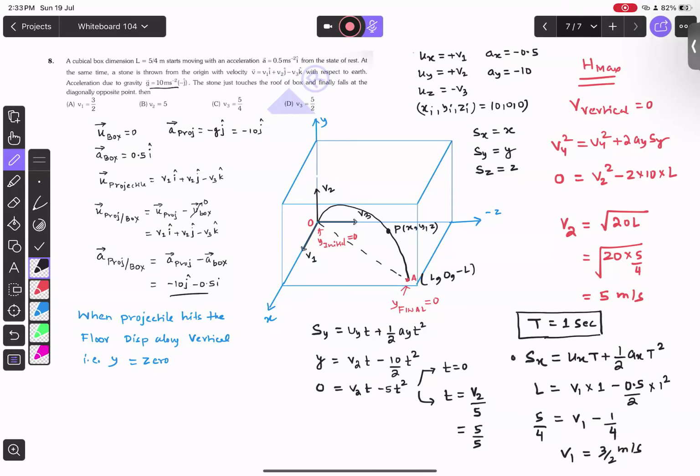Now displacement along Z will be minus L, and displacement along Z will be velocity along Z into time. So displacement along Z is minus L. Velocity along Z is minus V3. Time is 1 second. So what is V3? V3 is 5 by 4 meters per second. So tell me, easy question or difficult question? Easy only, no?